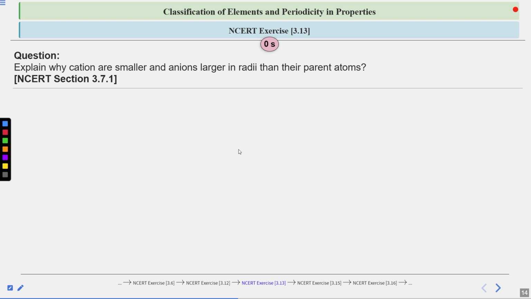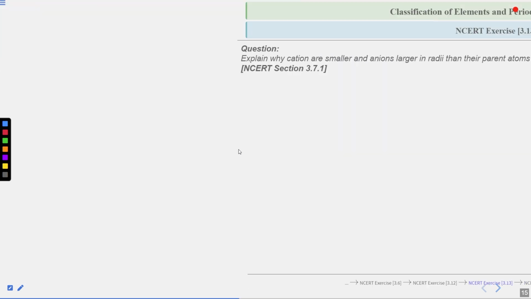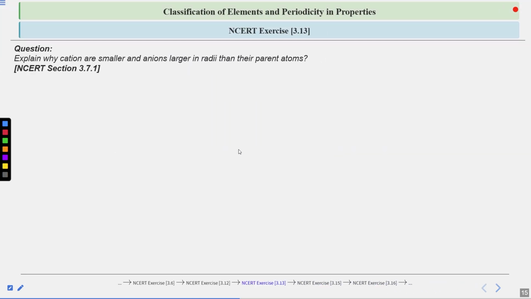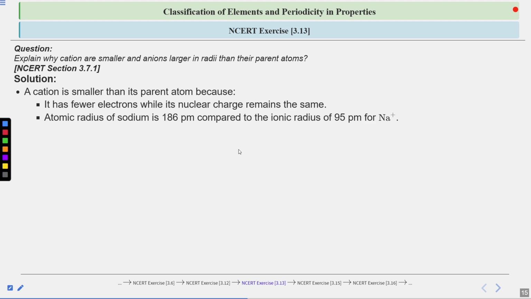So two things are there. We will discuss them one by one. First of all, let us talk about the cation. It is always true that your cation will be smaller than the parent atom. What is the reason behind it? Because as you remove one electron, the same number of protons are there in the nucleus, but the number of electrons has gone down. As a result, the effective nuclear charge on the outer electrons will increase, and that will result in a smaller radii.